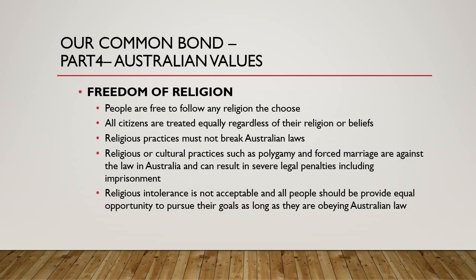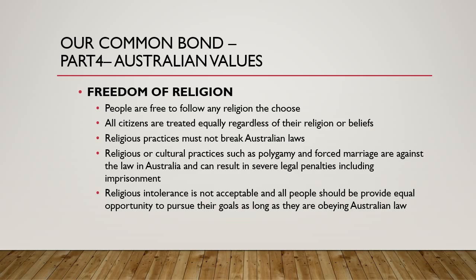Freedom of religion. Australia actually believes in the freedom of religion. As we previously studied, Australia is a secular country, so people are free to follow any religion they choose. All citizens are treated equally regardless of their religion or beliefs. Religious practices must not break Australian laws. So there are certain religious or cultural practices such as polygamy and forced marriages. They are against the law in Australia and can result in several legal penalties, including imprisonment.